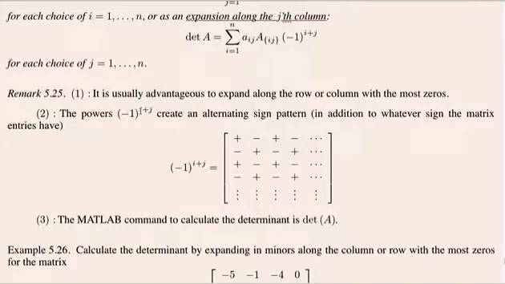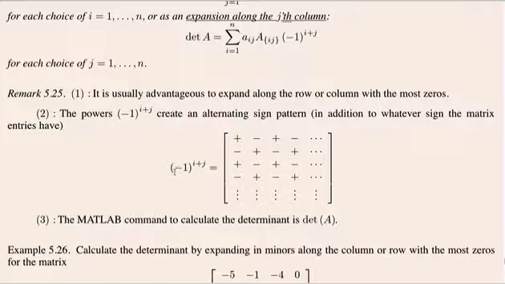The powers of -1 to the i plus j create an alternating sign pattern. This is in addition to whatever sign the matrix entries have. So Aij might be positive or negative, the determinant ij can be positive or negative, whatever they come out to be, and then this additional ±1 might change the sign.